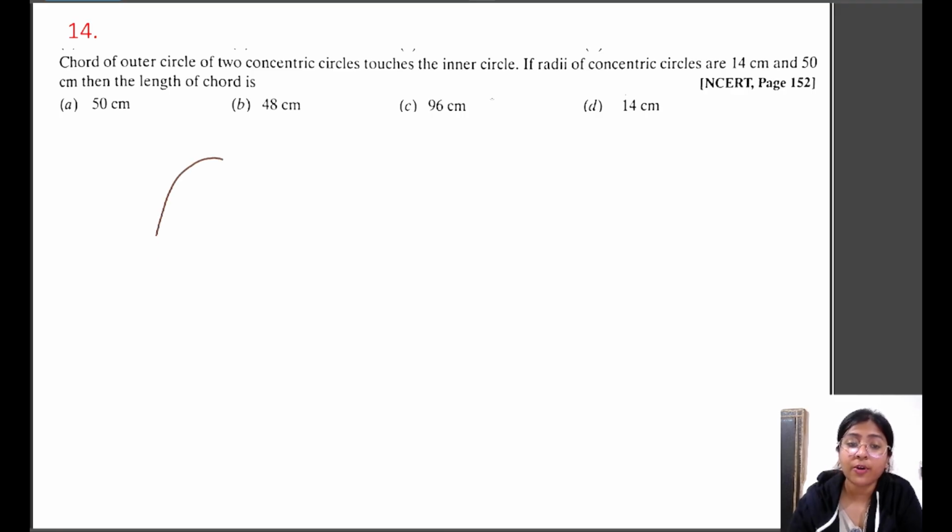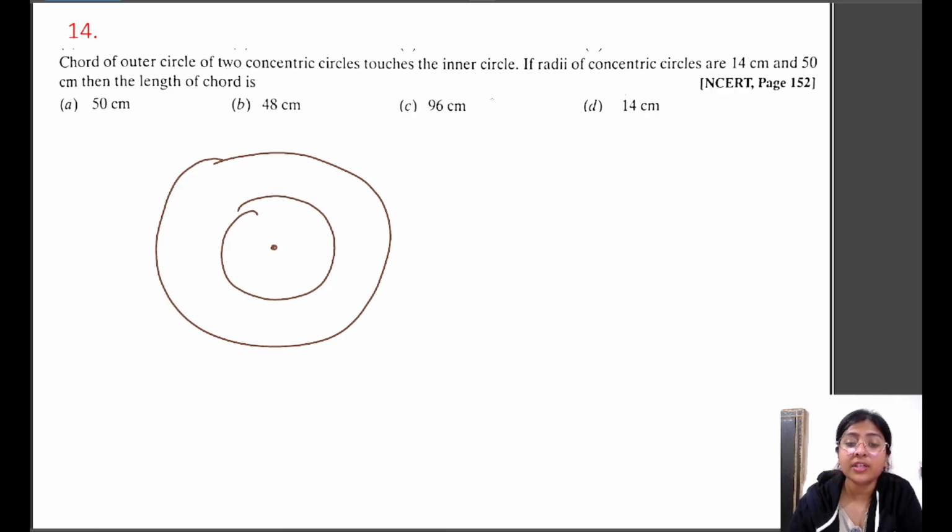It means it is a concept of concentric circles. What are concentric circles? Concentric circles are the circles having the same center and different radii. They are saying the chord of the bigger circle touches the inner circle, meaning it touches the smaller circle. If the bigger circle's chord is touching the smaller circle, it means the chord is acting like a tangent because it is touching the circle, not intersecting the circle.